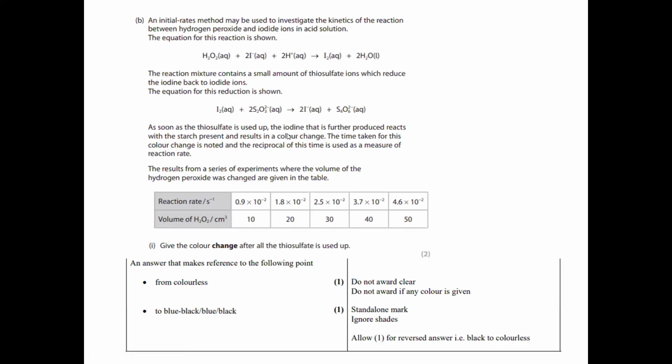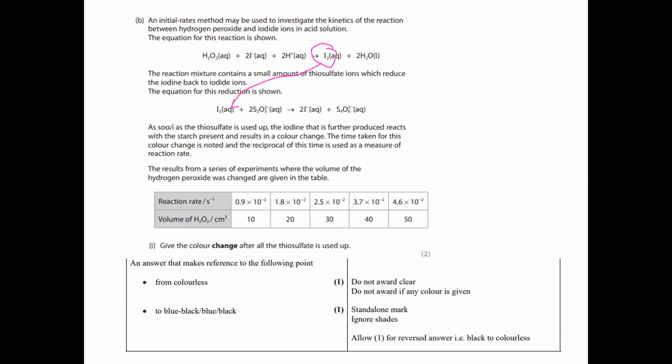Okay, in part B it says that an initial rate method may be used to investigate the kinetics of the reaction between hydrogen peroxide and iodide ions in acidic solution. The equation for this reaction is shown. H2O2 reacts with I minus ion in the presence of H plus ion to give you I2 plus 2H2O. The reaction mixture contains a small amount of thiosulfate ions. We know why we add thiosulfate: when the iodine is produced, thiosulfate reacts with that iodine, which reduces the iodine back to iodide ions. The equation for this reaction is shown.